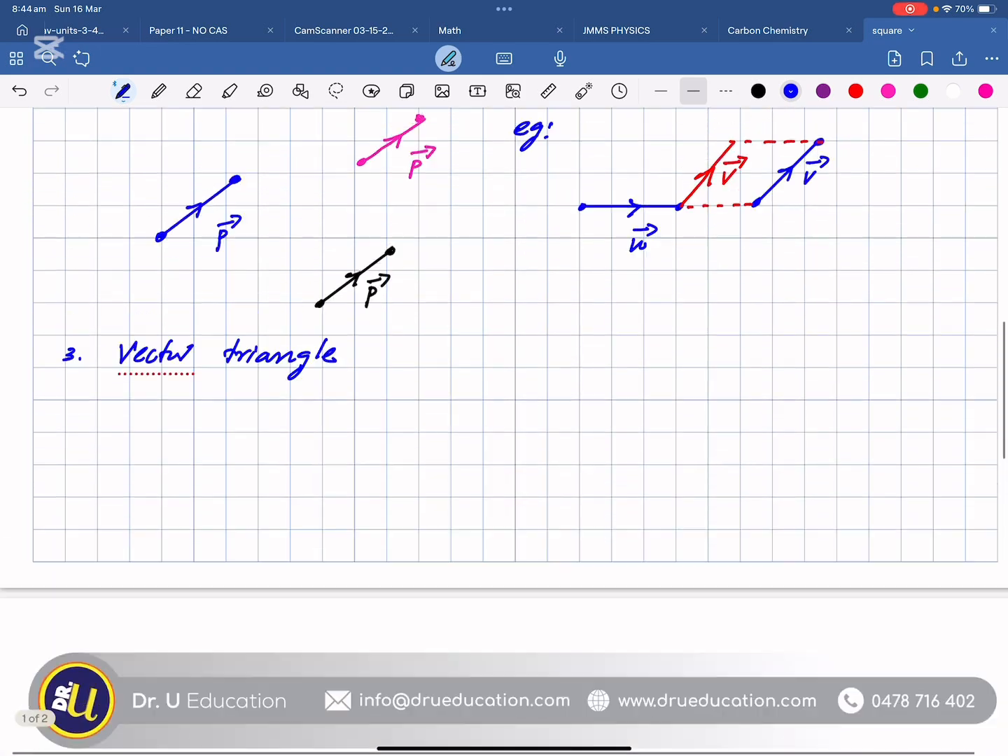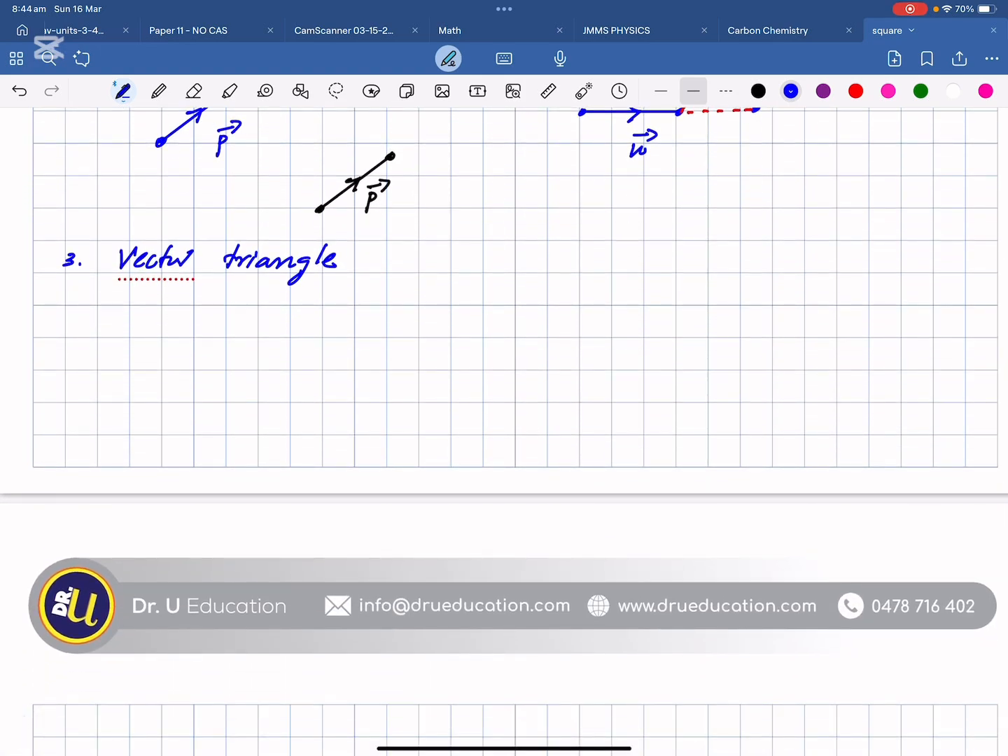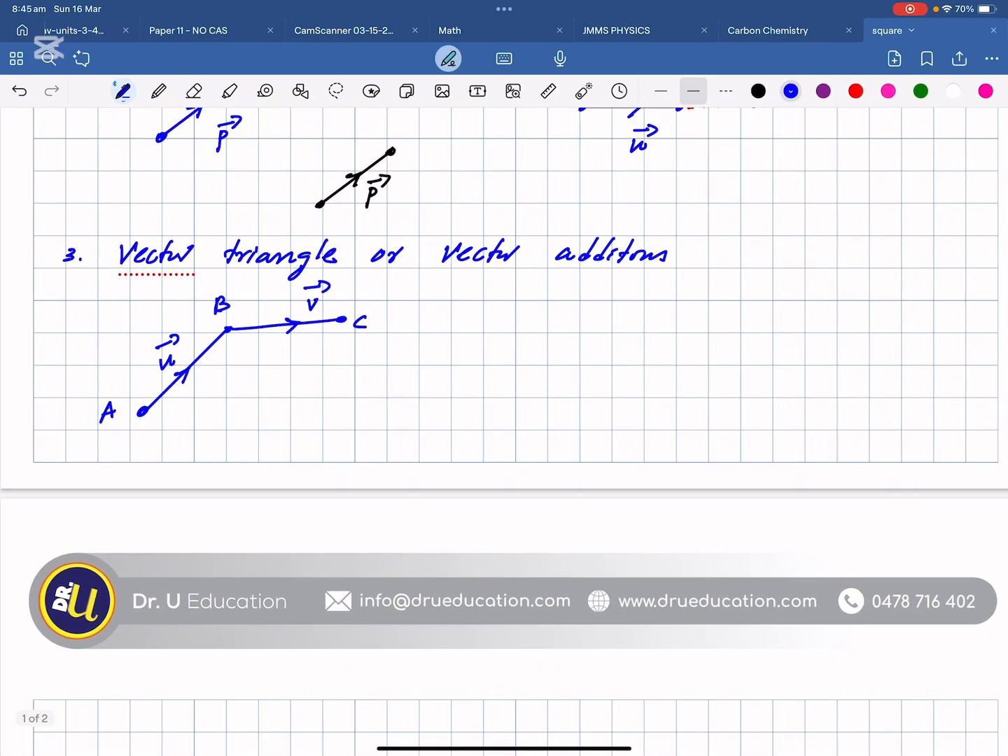Vector triangle. Vector triangle is this. Or you can say this is vector addition. Right? So vector addition means, suppose you have a vector here, u, starting from this point A, and then goes to B, and from B you have another vector here. So starting position is A, end position is C.